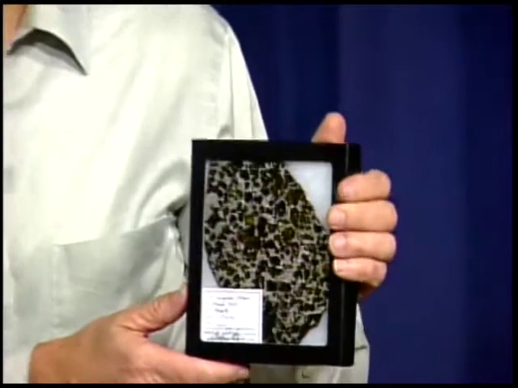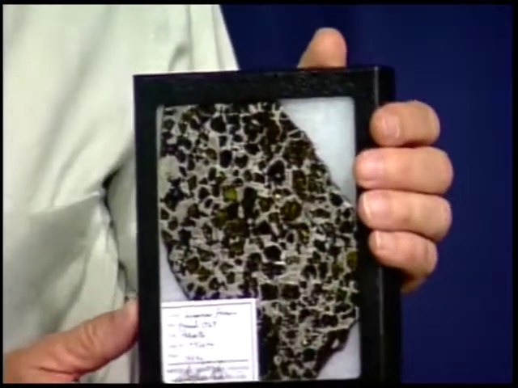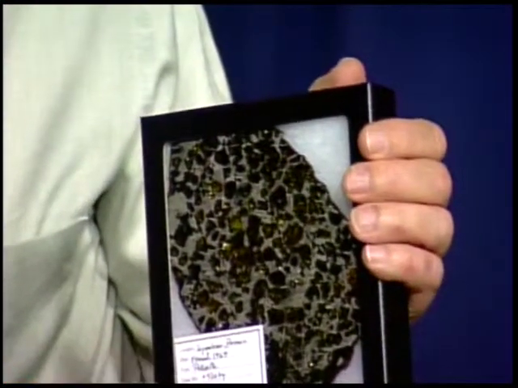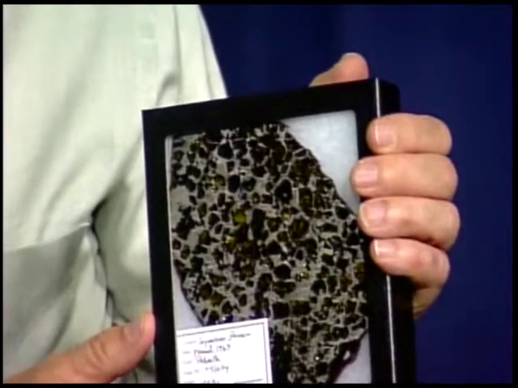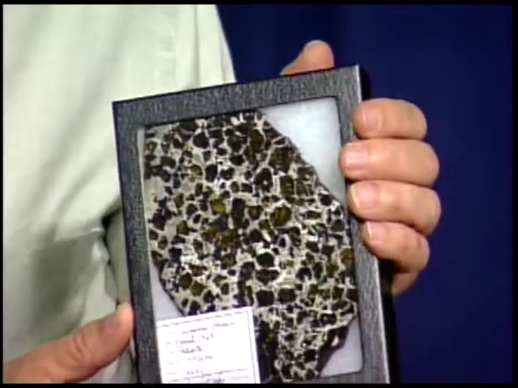You can see the iron all through here, and they also have the pretty crystals. They're peridot crystals or olivine, and if you put a light behind them, on these thin slices, the crystals will let the light show through, and they're quite striking.